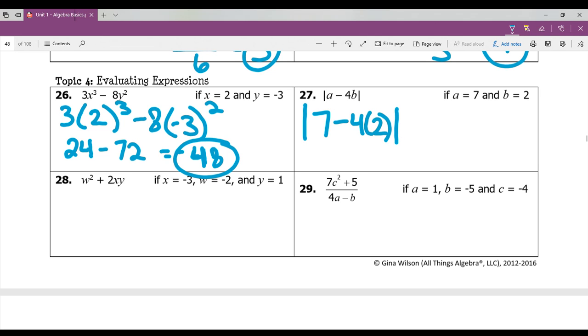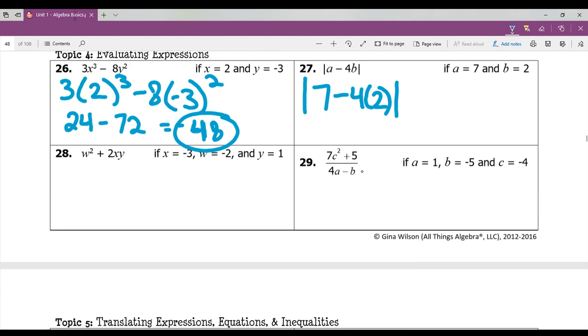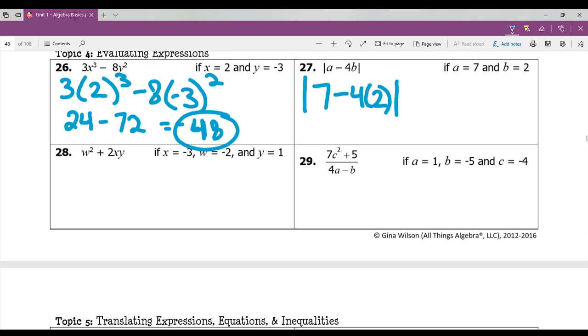I don't know what happened there. That was weird. Okay. 4 times 2 is 8, so we've got... What is wrong with this thing? Hang on. Let me get that out of the way. That's what the problem is. I'm too close to it.